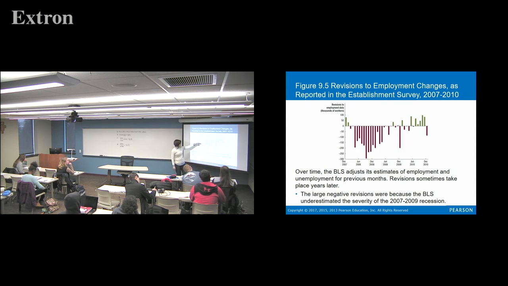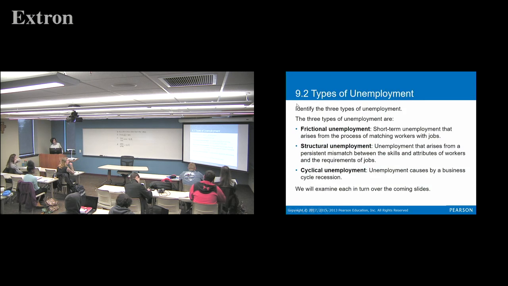These numbers here, these are all negatives, right? Those are revisions that the Department of Labor actually made. They underestimated how bad it really was during 2007 and 2009. So they went back later on, and that's how off they were on some of their estimates. That's encouraging, huh?